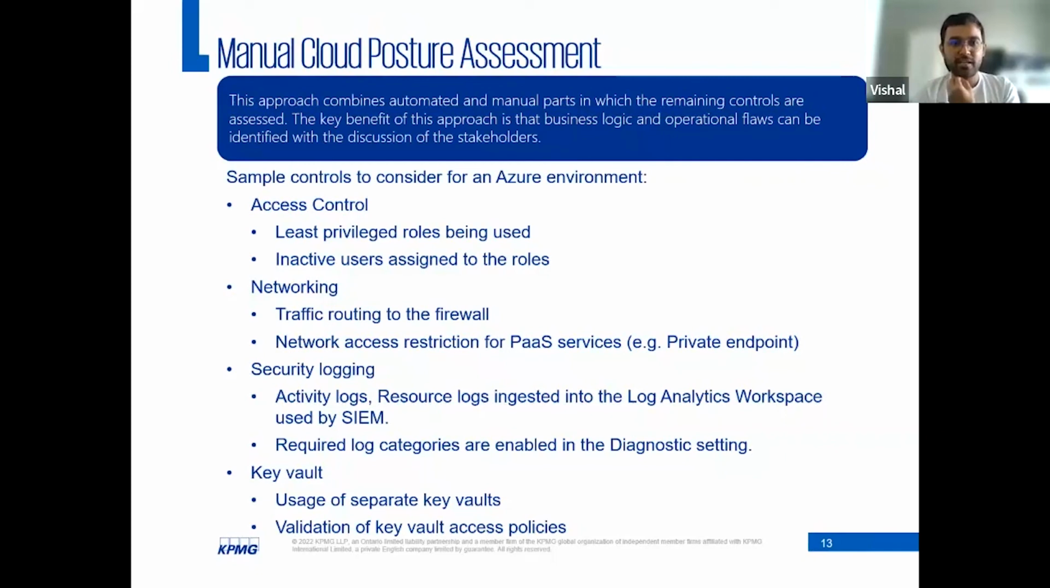The networking part is around, let's say, the first one, whether traffic is routed to the firewall or not. So imagine the automated solution is giving you the finding that inbound and outbound rules are not restricted. However, if all the internet outbound traffic is routed to the firewall, will the severity of that finding be the same or will it be reduced? That type of context you will get in the manual assessment.